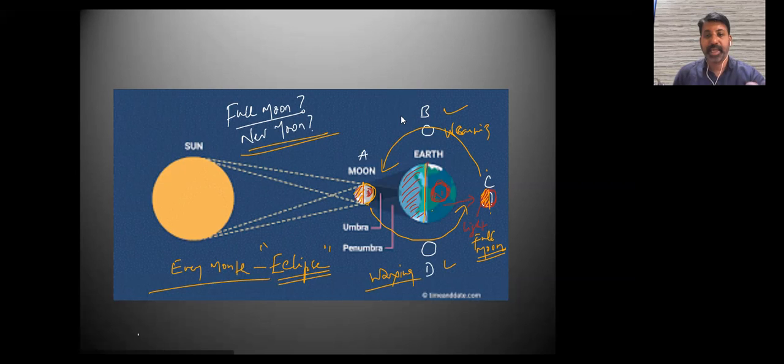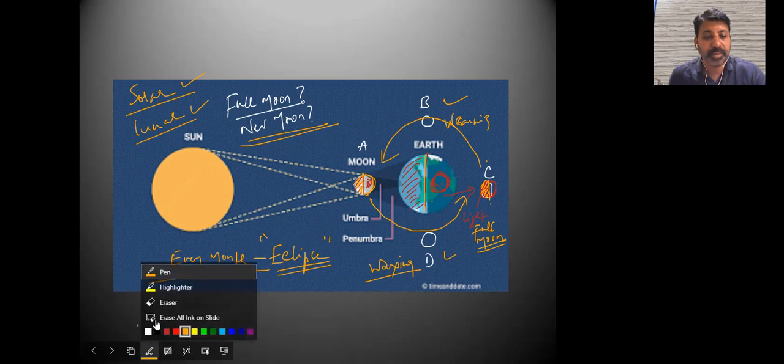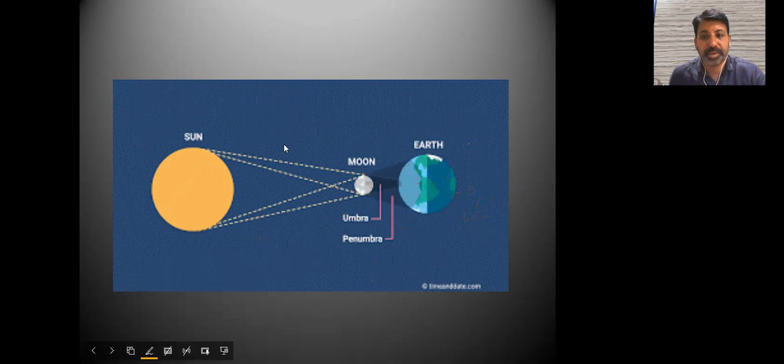Okay, out of this same image, in which position will we have a solar eclipse and which position will we have a lunar eclipse? Again, next question. Same image, A, B, C, D, sun, moon, and the earth. Moon is revolving around the earth. So in this image, in which position will you have a solar eclipse and in which will you have a lunar eclipse?